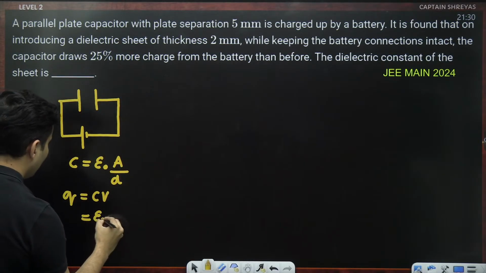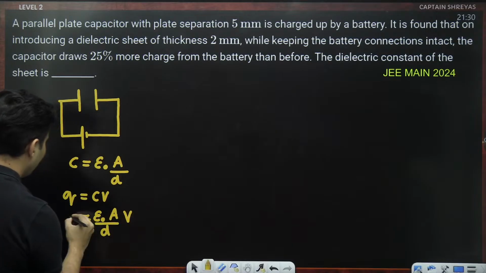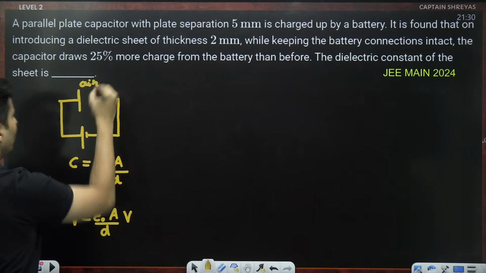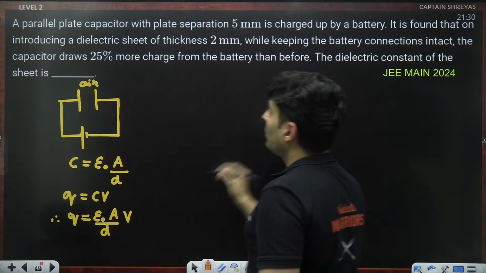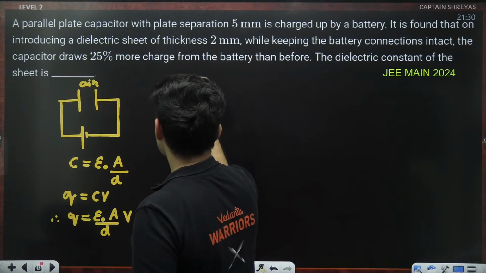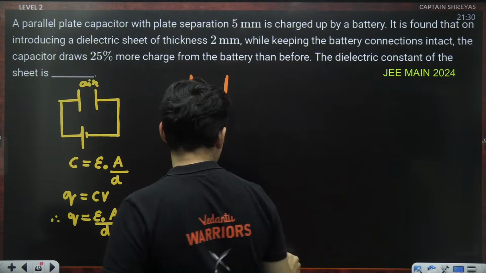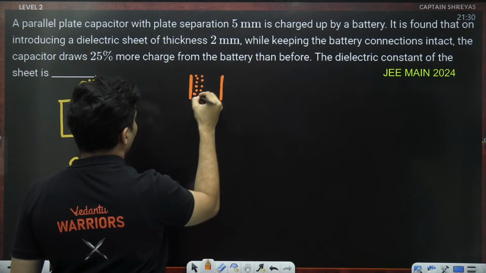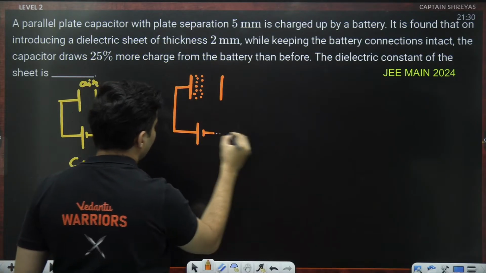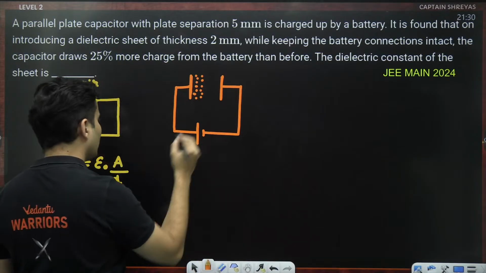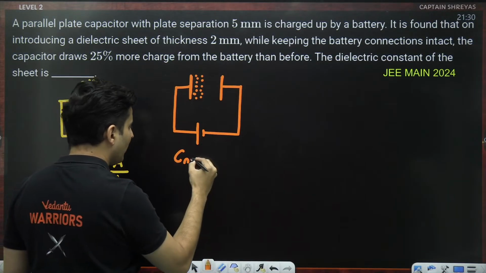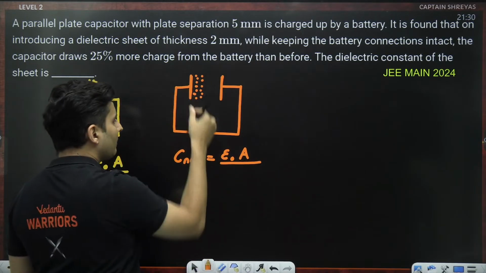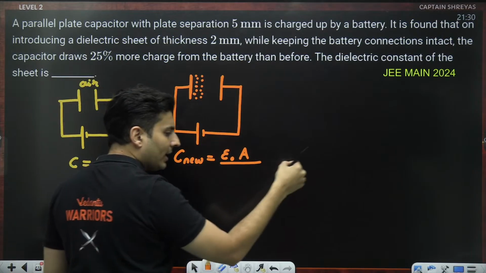So it will be epsilon naught A by D into V. That is the charge, the old one, when there is a complete air gap between the plates. Now you introduce a dielectric of a small thickness in between the plates. The dielectric is only there in some part of it, no issues, but the battery is still the same. Capacitance will change. So the new capacitance is epsilon naught A by the summation of D by K.